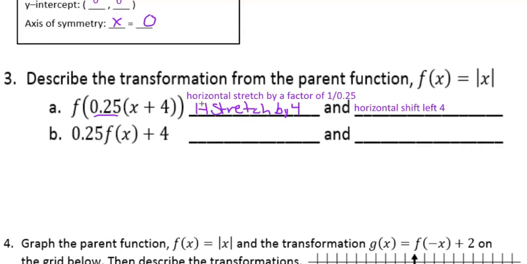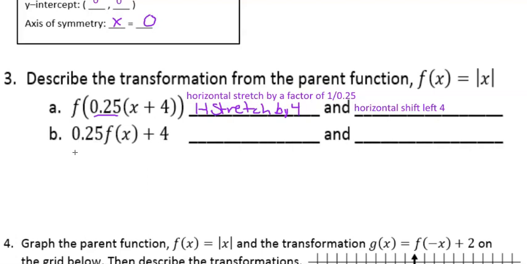So for the first one, we have a horizontal stretch by a factor of 1 over 0.25, which is also known as a horizontal stretch by 4, and a horizontal shift left 4. So the 0.25 is for the first blank, and that plus 4 is for the second blank. Remember, whenever you have something on the inside of the parentheses, on the inside of the absolute value, it's always the opposite. So instead of 0.25, it's the reciprocal, which is 4. Instead of going right 4, it's going to go left 4.